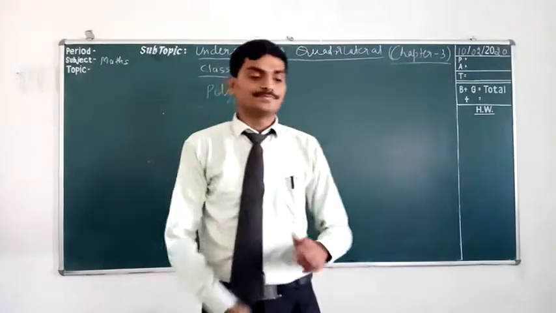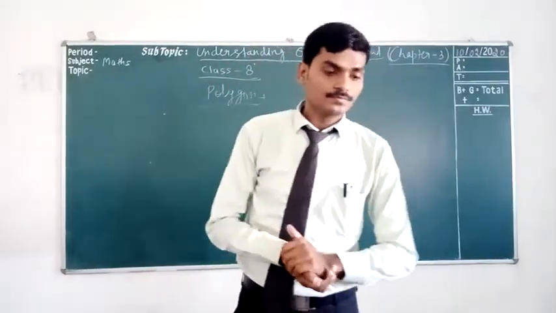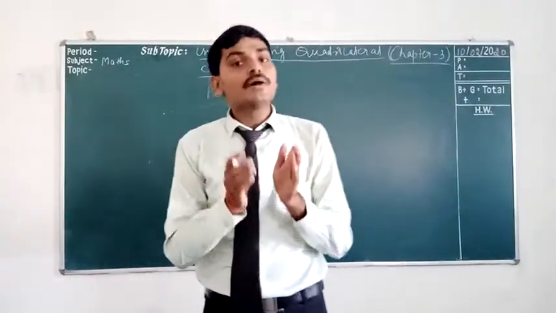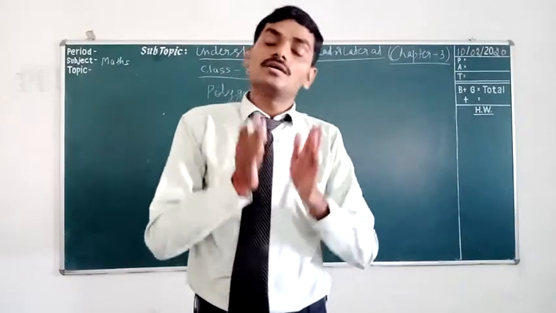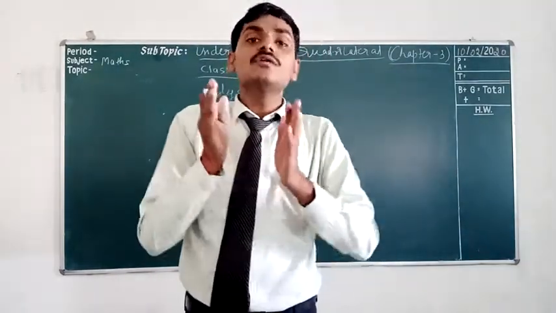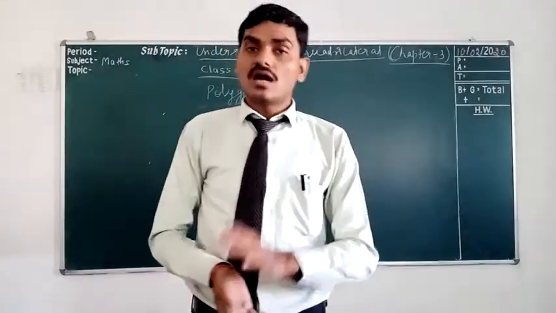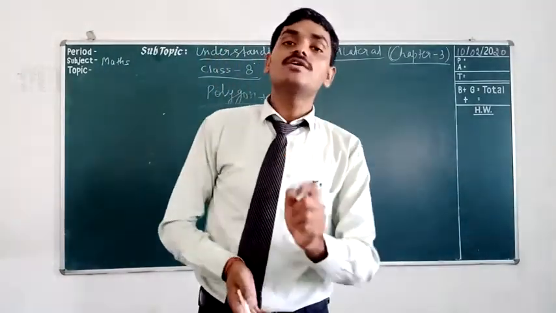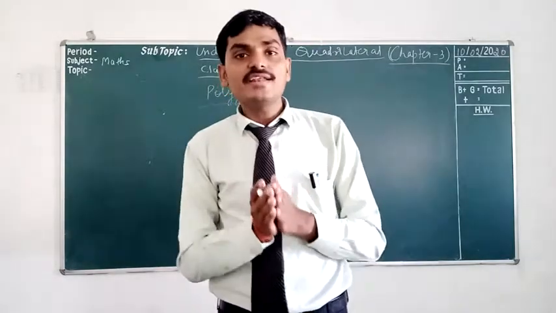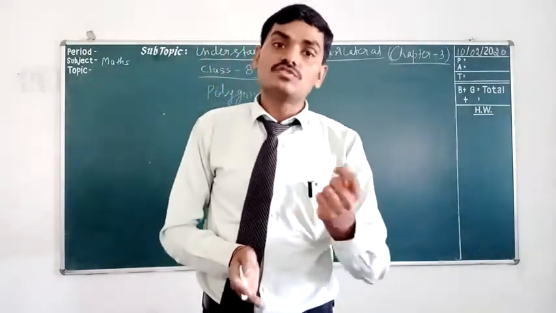What is a polygon? A simple closed curve, a simple closed figure which is made up of only line segments. This is known as a polygon.